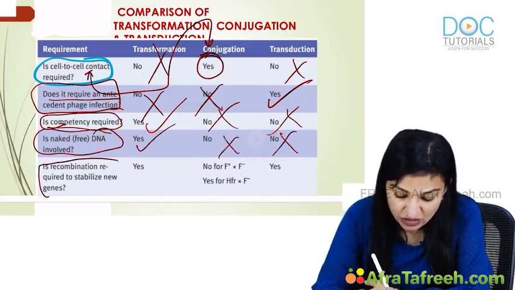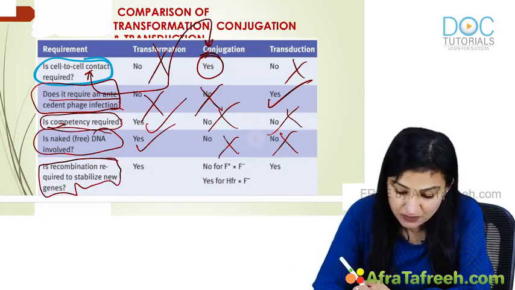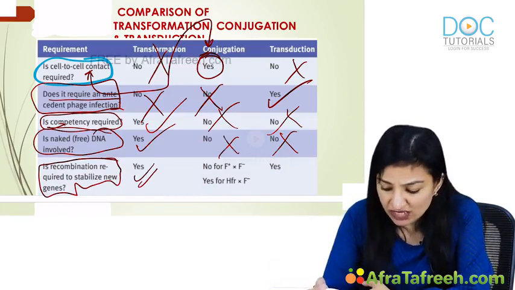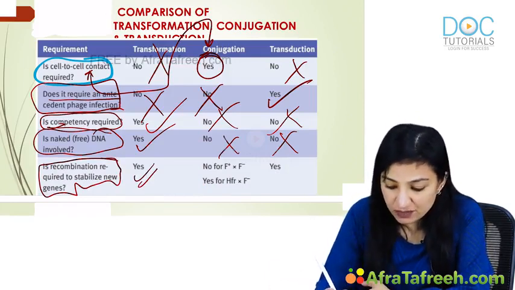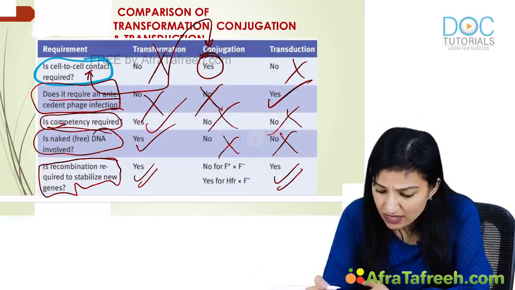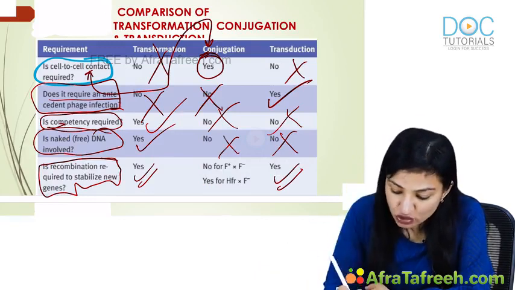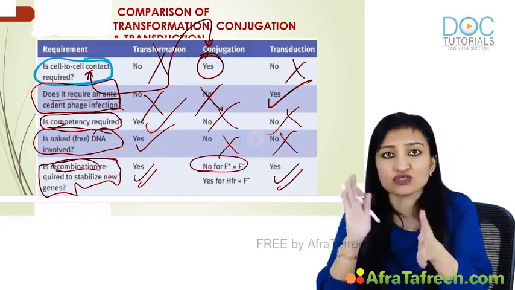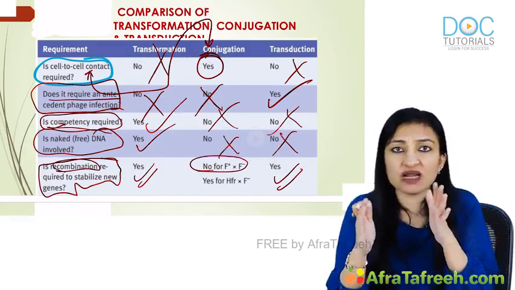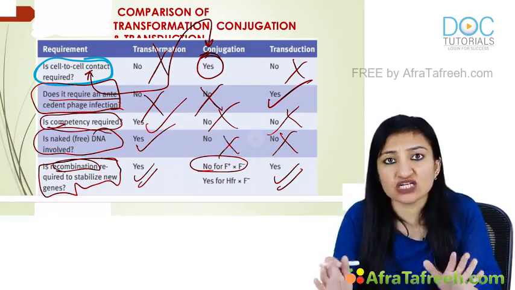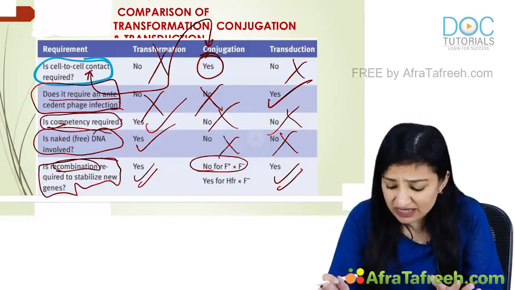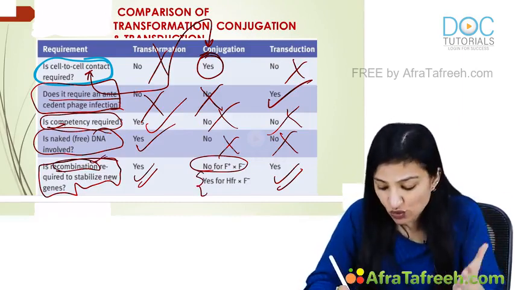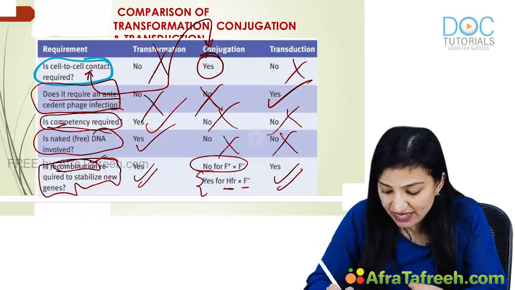Is recombination required to stabilize new genes? Yes, in transformation it is required, just like we saw homologous recombination. In transduction also we have seen examples of homologous recombination. In conjugation, recombination is not required for the F plus and F minus crossing, because only the plasmid is being donated. There is no change happening in the bacterial chromosome genes. But recombination is required, as we saw in the crossing between Hfr and F minus cell.